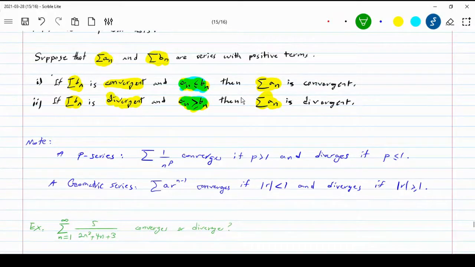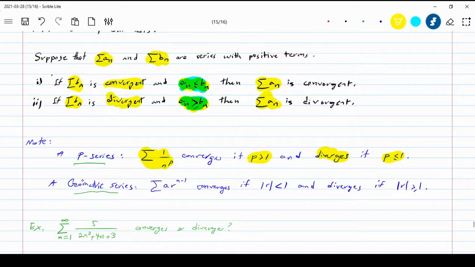And generally speaking, the two types of series that we use to compare are the p-series and the geometric series. What are the p-series? In the last lecture, we talked about the p-series, where the summation of 1 over n to the power p. And we noticed that this summation is convergent only if p is greater than 1. That was one of the examples that we discussed last time. And if p is less than or equal to 1, then we had a divergent series.